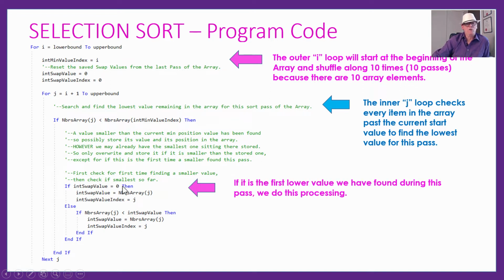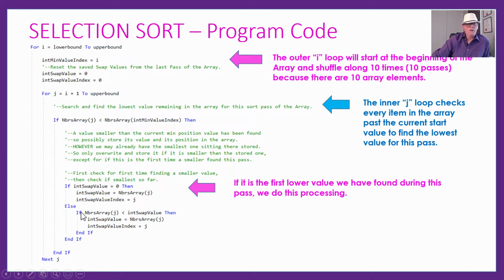And so first time through, we're going to have the swap value set to 0, because we just initialize that before we start looking along that particular array. And then, if it's the first one, the swap value equals that one. So first check for first time finding a smaller value, then check if it's the smallest so far. Okay, so we're doing that.